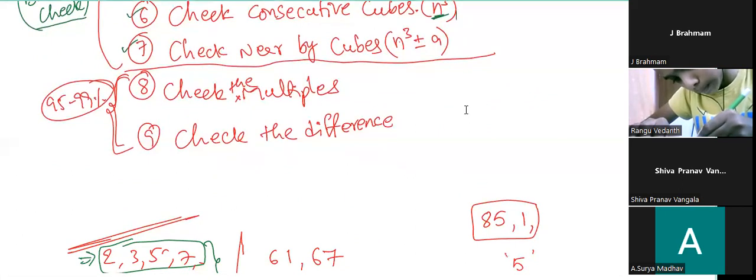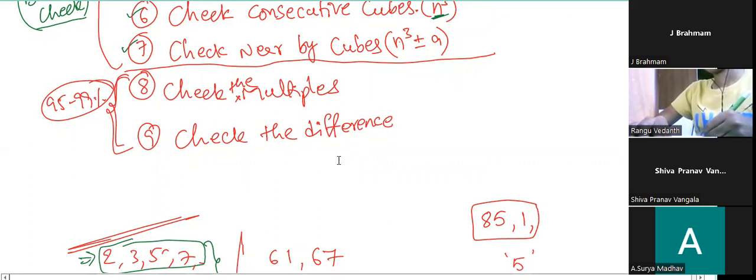In this, we have to check either multiples or difference. What are the two operators that come under multiples? Multiplication and division. Into and divided by come under multiples. And the difference category? Addition and subtraction comes under the difference category.